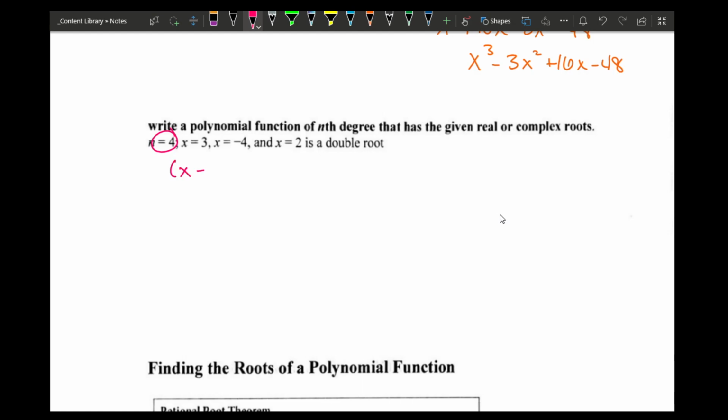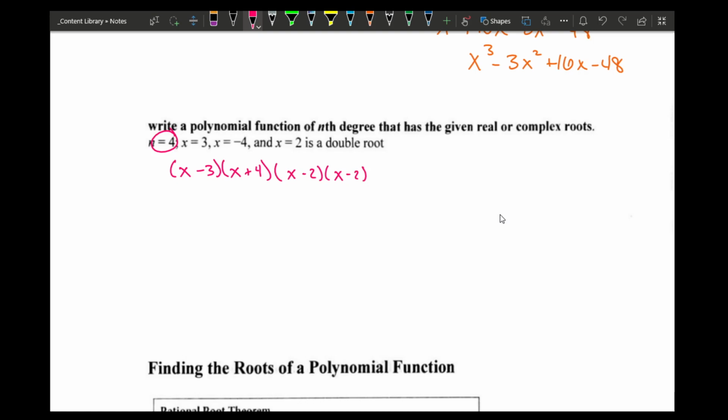x, it's positive, so minus 3. x, it's negative, so plus 4. We've got a double root of x equals 2. You could write that as x minus 2 squared if you wanted to. I'm going to write it as x minus 2, x minus 2. The only reason I'm writing it like that is because in my experience, students tend to get confused when I do an x minus 2 squared. They don't understand that it's really those two. A lot of people want to square the x and square the negative 2, and I don't know. I just work here.